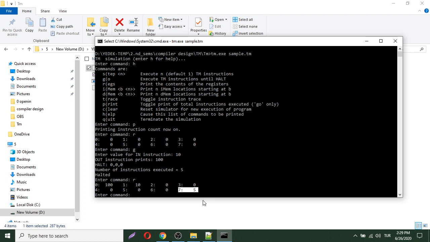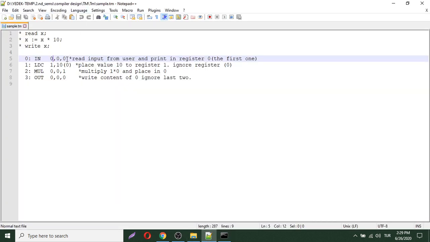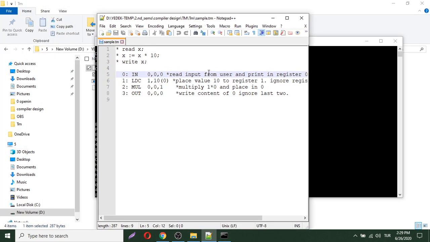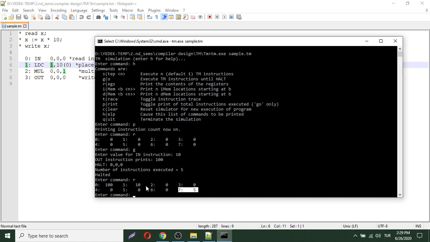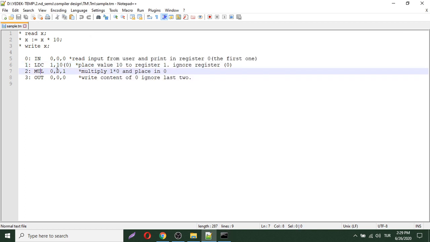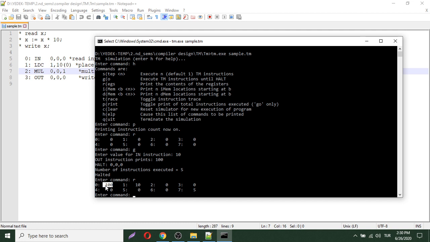Okay, and let's look at here what we do. In here, that's what we are doing. We simply get input, we put this in the register 1, and then we LDC, we get this value, we give this value to register 1. In here you see register, it was 1, so we did by this one, and we multiply 0 register with 1 register, and we save in the 0 register. So when you multiply them, it became 100. So as you see, in here it is 100.